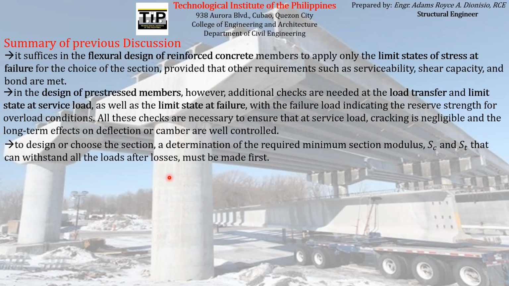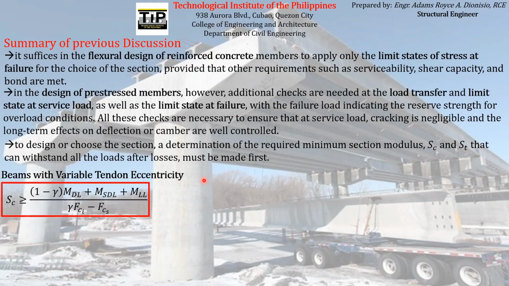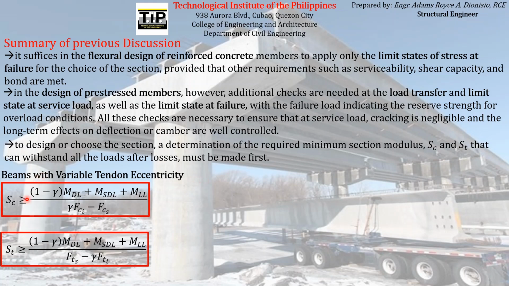So last meeting we have learned two formulas, two different methods or two different cases for the computation of the minimum section modulus SC and ST. So the first one is for beams with variable tendon eccentricity. So for beams with variable tendon eccentricity, we have derived this minimum section modulus. So the section modulus of the section that we will choose as the section for the member that we are designing must have a section modulus greater than or equal to this section modulus that you will compute here using these formulas.